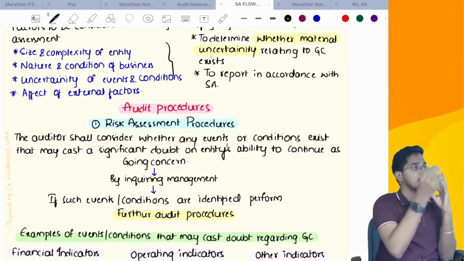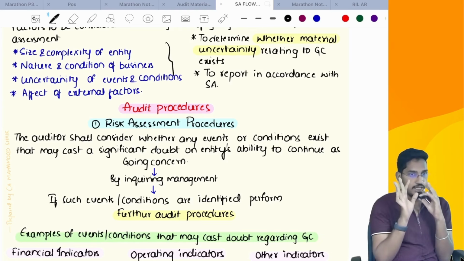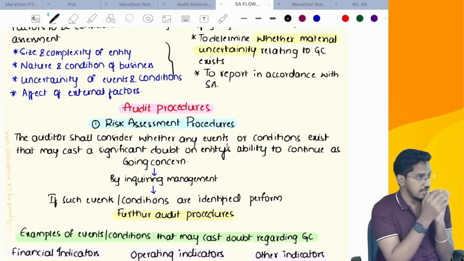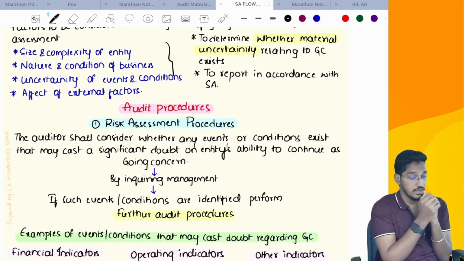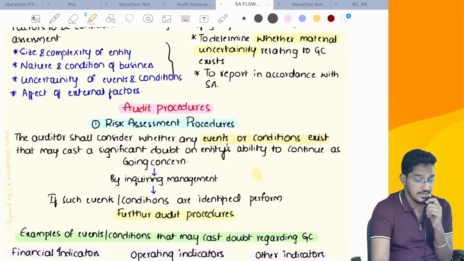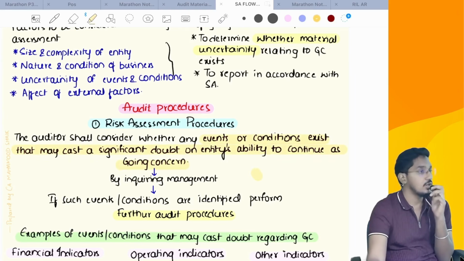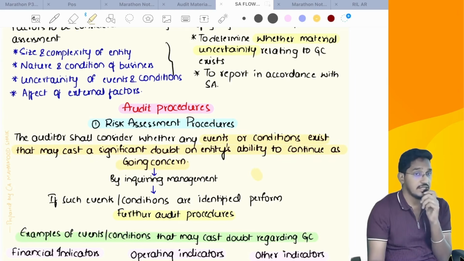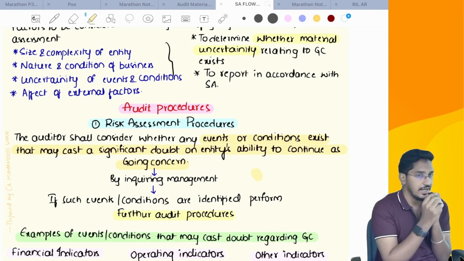But they phrase it in a different manner. What they're expecting from you is to identify whether there is any risk of material misstatement regarding going concern. So what they say is the auditor shall consider whether any event or condition exists that may cast a significant doubt on entity's ability to continue as a going concern. Find out whether there is any event or condition which is creating a doubt regarding entity's ability to continue as a going concern.